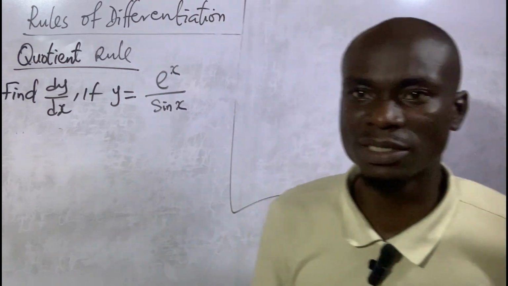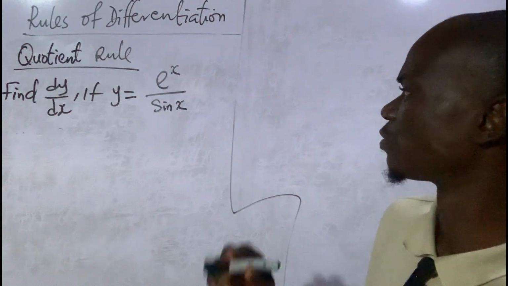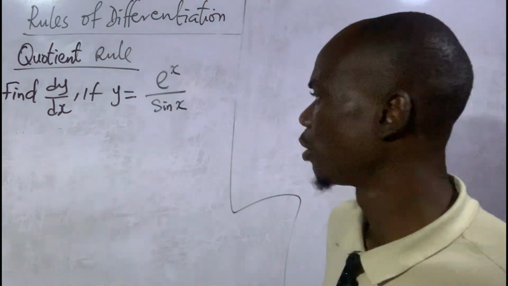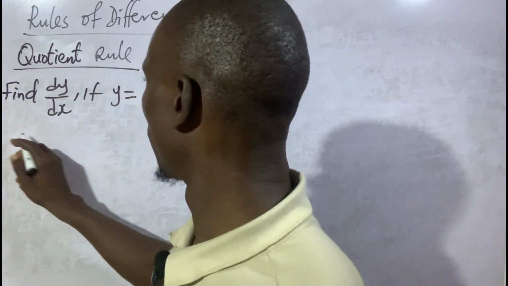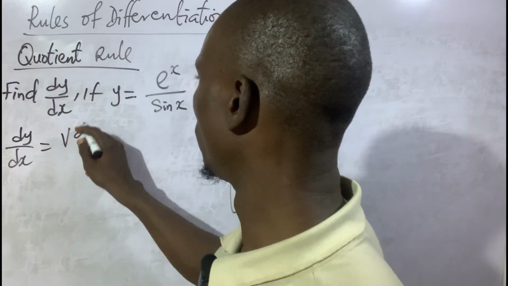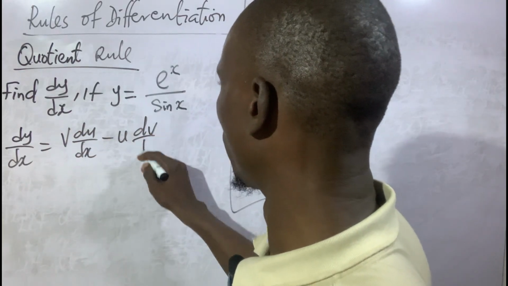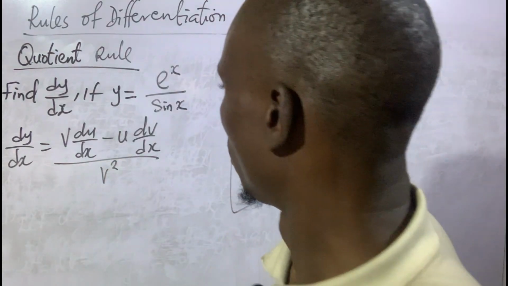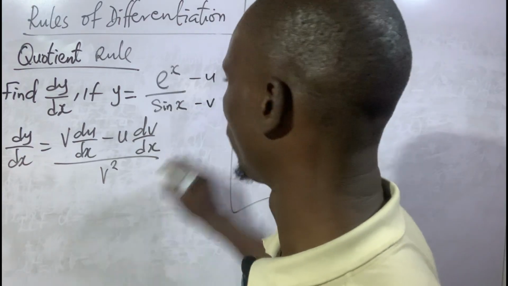Okay, let's look at this next example of quotient rule. It says find dy/dx if y is equal to exponential x over sine x. Okay, so write your formula. Formula says dy over dx is v du/dx minus u dv/dx all over v squared. Then we take our u as usual. This is our u and this is our v.